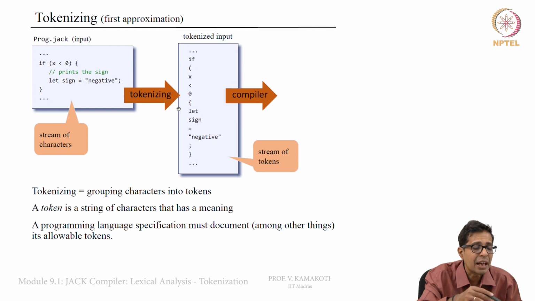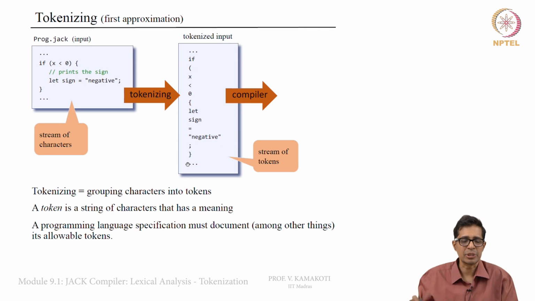Then the comment is completely not necessary for us. Let is a statement; let is a keyword. Sign is an identifier. Equal to is a symbol, and negative is a string constant. And then what you see, semicolon is a separator. Again, it's a symbol. And then this closing brace is also a symbol.